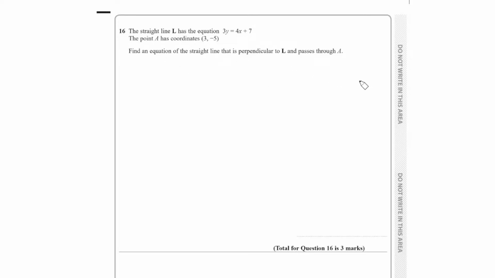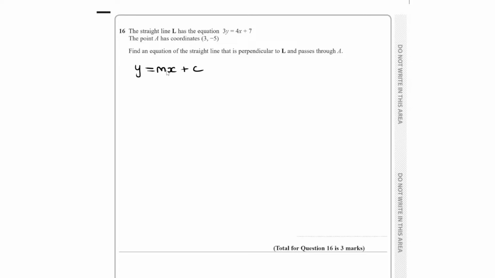The straight line L has the equation 3y equals 4x plus 7. The point A has coordinates (3, -5). Find an equation for the straight line that is perpendicular to L and passes through A. So normally, any straight line, y equals mx plus c. So that's what we're trying to find out, isn't it? We want m, which is the gradient. We want c, which is where it crosses the y-axis, which is the y-intercept.